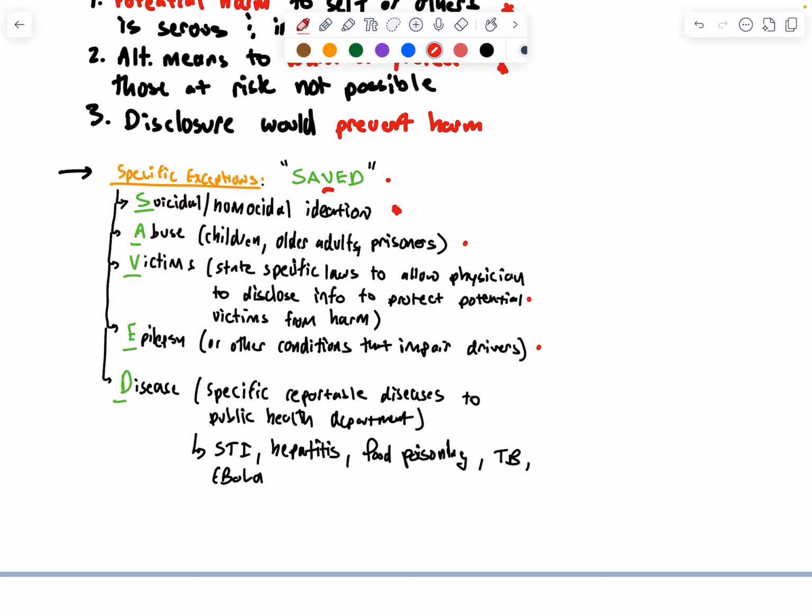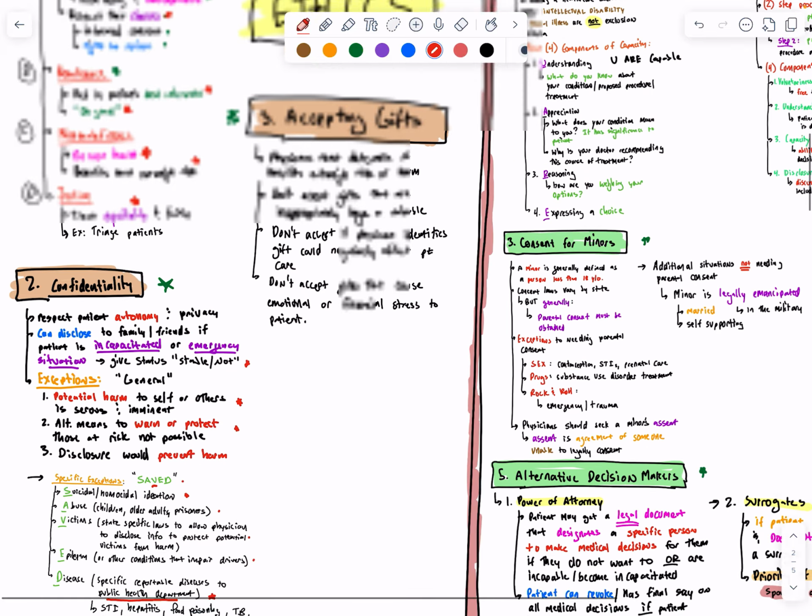Epilepsy, this is just to keep people from driving, so anything that would cause danger to other people on the road. You'd have to disclose epilepsy. And then disease, so specific diseases are reportable to the public health department. Questions will try to catch you on this because there'll be some patient who comes in with an STI and they're like, please don't tell my partner. What you would do in this case is, if it's a reportable disease like an STI, you report it to the public health department and then the public health department takes it from there.